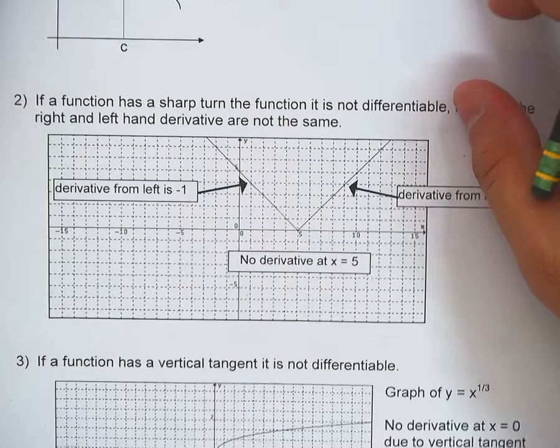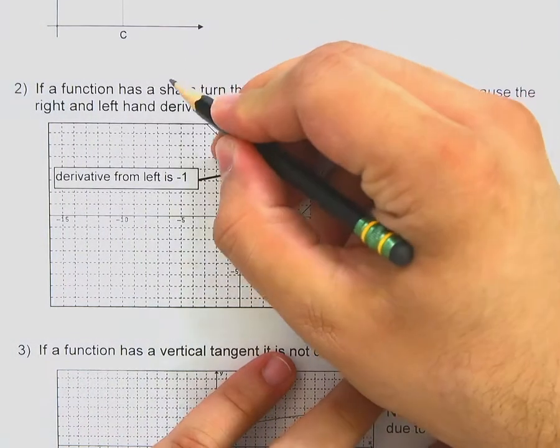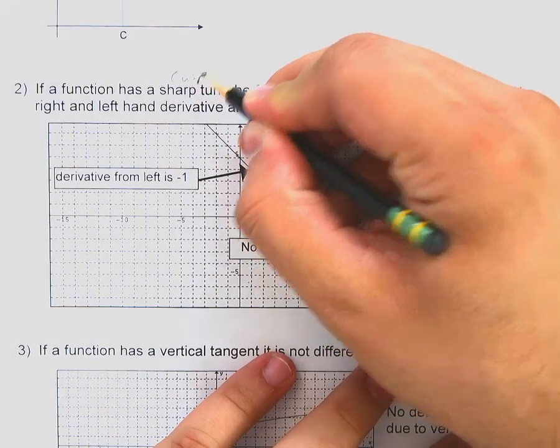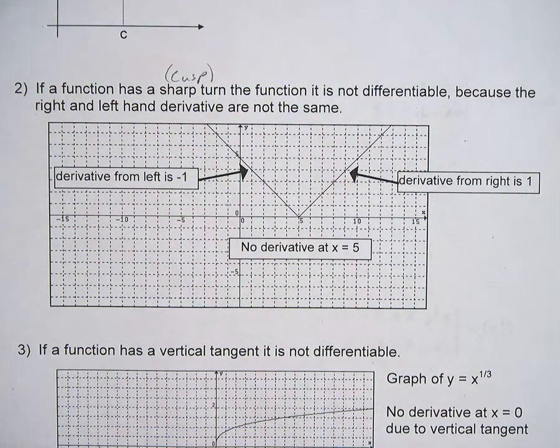Down on number 2, if a function has a sharp turn, we call that a cusp. You don't really need to necessarily remember that word, but I'm going to be using it a little bit here. We call it a cusp, or you could just say sharp turn if you forget the word cusp. The function is not differentiable because the right and left-hand derivatives are not the same.